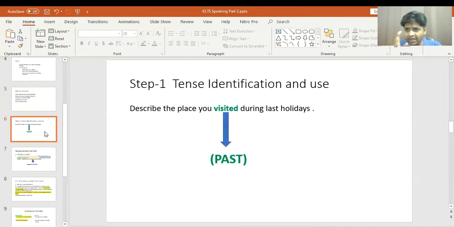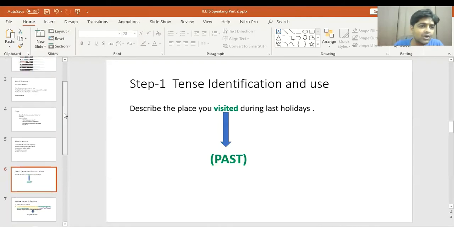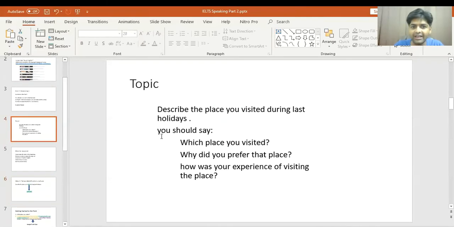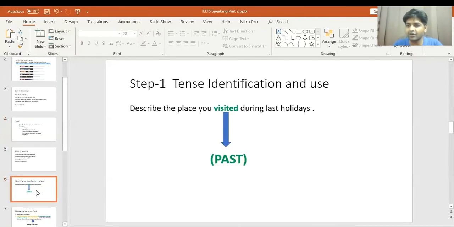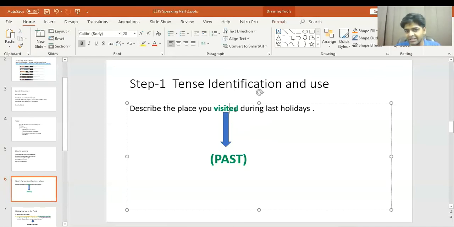Step 1: while you are getting this cue card, you have to identify which tense you are going to speak in. Basically, we Asian people and Pakistani people have the tension of tense first: whether to talk in present, past or future. So we are mostly not switched to the language properly. Hence we first have to identify which tense we are going to speak in. From the first, describe the place you visited. This visited tells us that this is about the past. So okay, fine. Now we have turned ourselves to the past tense.